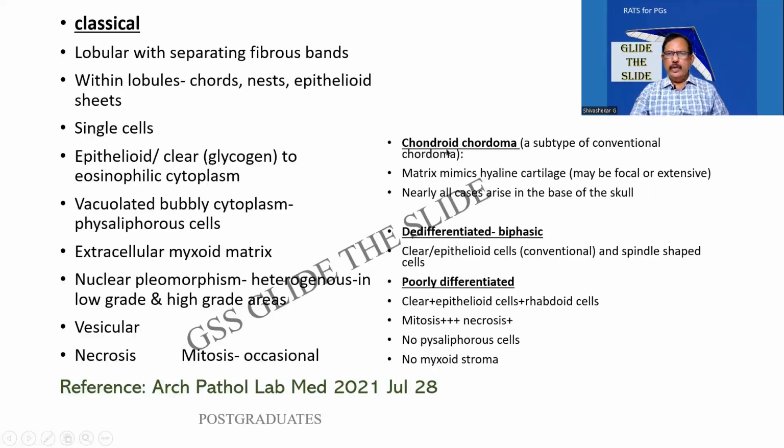These are the variants. Chondroid chordoma will be having a picture of a cartilage. Usually occurs at the base of the skull. Dedifferentiated means it is biphasic. Usually I will be finding a very clear cell resembling the chordoma, whereas there can be the spindle cells also. This dedifferentiated can occur in the liposarcoma also. Well differentiated with an abrupt area of variation. Poorly differentiated, I'll be finding epithelioid rhabdoid cells, mitosis markedly increased, necrosis seen, no physaliphorous cells, and not much of stroma.